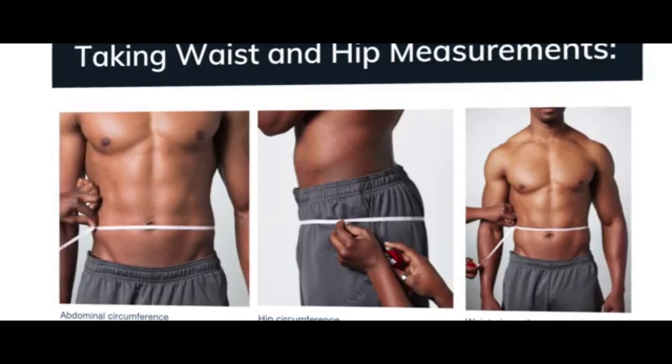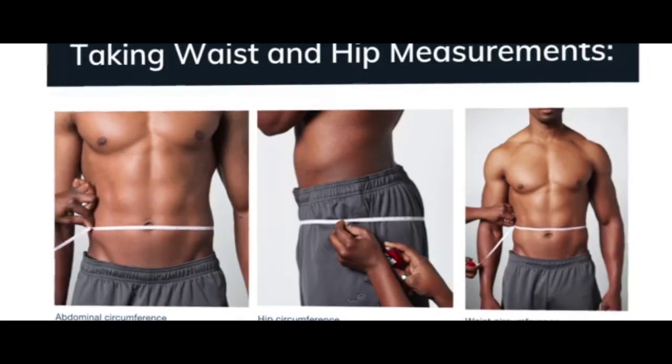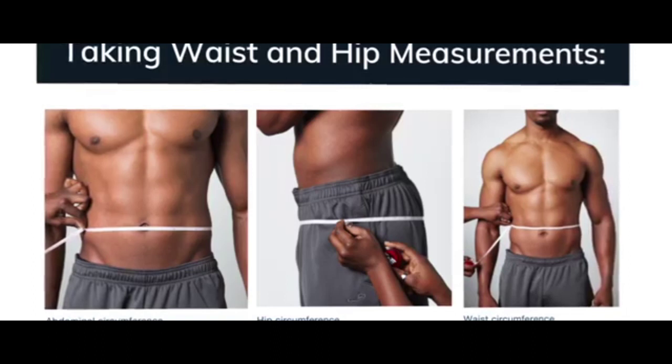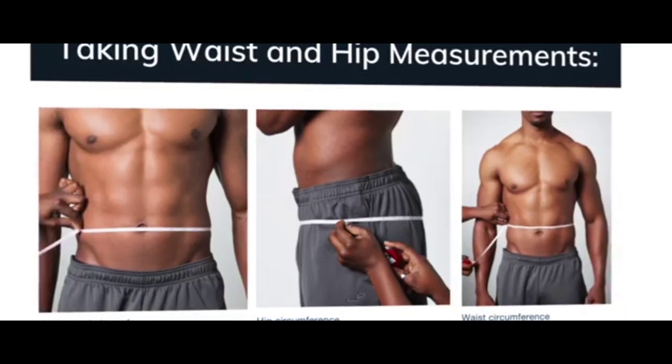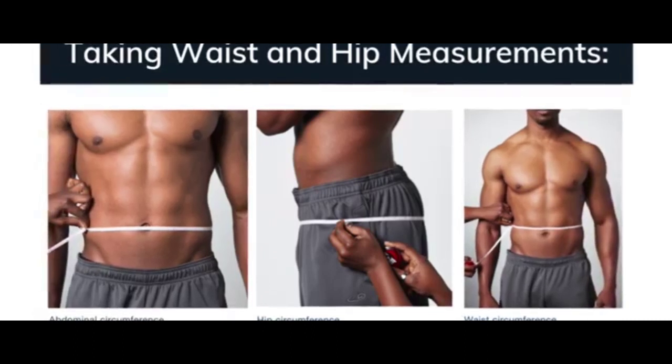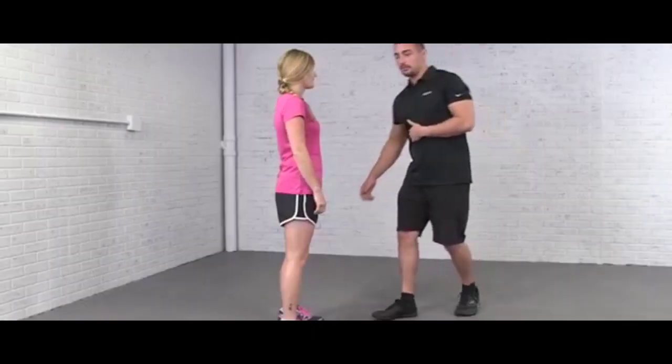Individuals should wear thin, form-fitting material that allows for accurate measurements. The tape should be snug against the skin surface but not pulled too tightly. Zach will now demonstrate how to locate and measure Jessie's waist.